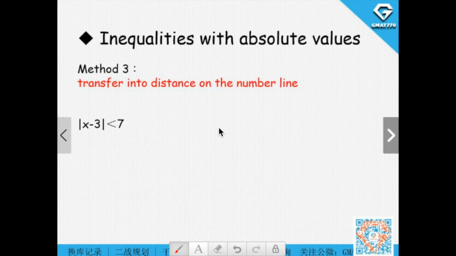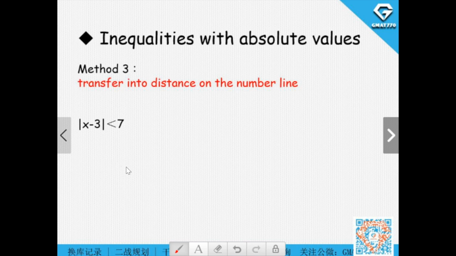The third method to solve inequalities with absolute values is to transfer the absolute values into distance on the number line. For example, let's use the same example as method 1 to explain it. If we have the absolute value of x minus 3 less than 7, in method 1 we just take off the absolute value marks directly. But in method 3, we transfer the absolute value of x minus 3 into the distance on the number line between point x and point 3.